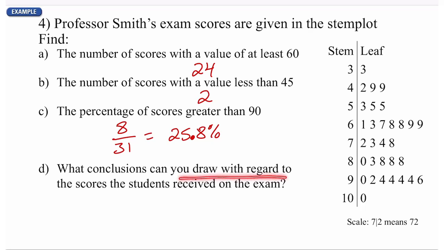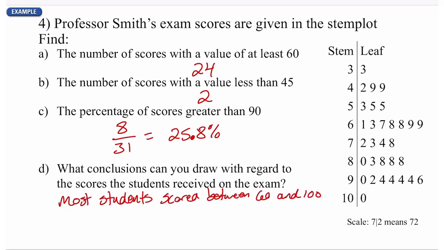What conclusions can you draw with regard to the scores the students received on the exam? There's really no wrong answer here, as long as your conclusion comes from the data that you have there. But you might say something like most students scored between 60 and 100. About 26% earned 90 or higher.